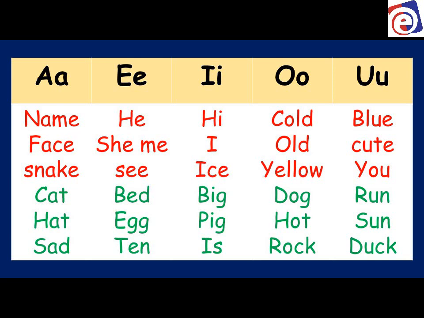Here are the 5 vowels. Let's practice saying the 5 vowels. A, a. Name, face, snake, cat, hat, sad. Don't forget the final consonant. Shake, cat, hat, sad.